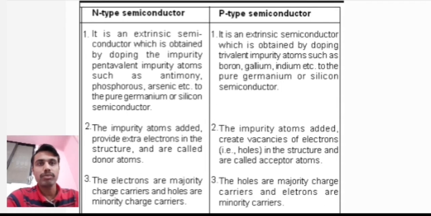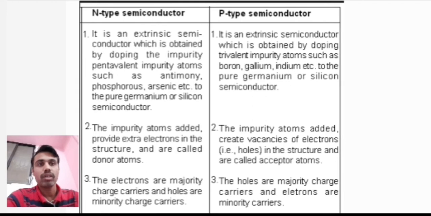The next difference between n-type and p-type semiconductors is that when impurity atoms are added to the intrinsic semiconductor, the pentavalent impurity atoms are called donor atoms because they donate one extra electron to the semiconductor structure. That's why they are called donor atoms.